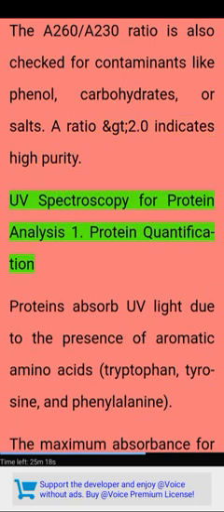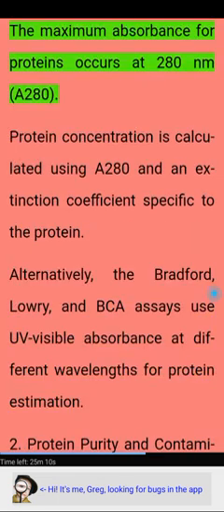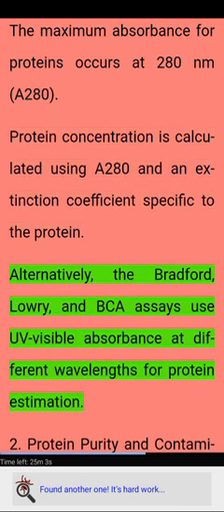UV spectroscopy for protein analysis. 1. Protein quantification. Proteins absorb UV light due to the presence of aromatic amino acids: tryptophan, tyrosine, and phenylalanine. The maximum absorbance for proteins occurs at 280 nanometers, A280. Protein concentration is calculated using A280 and an extinction coefficient specific to the protein. Alternatively, the Bradford, Lowry, and BCA assays use UV-visible absorbance at different wavelengths for protein estimation.